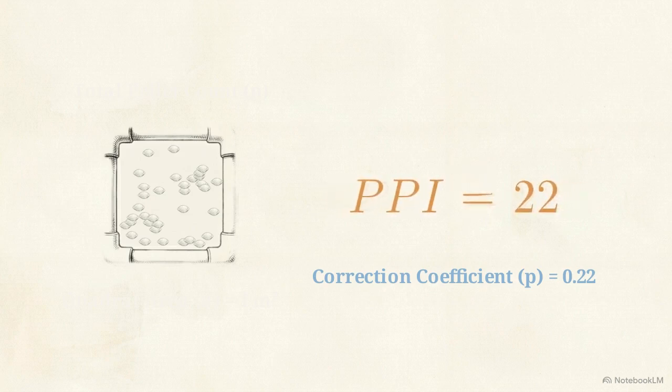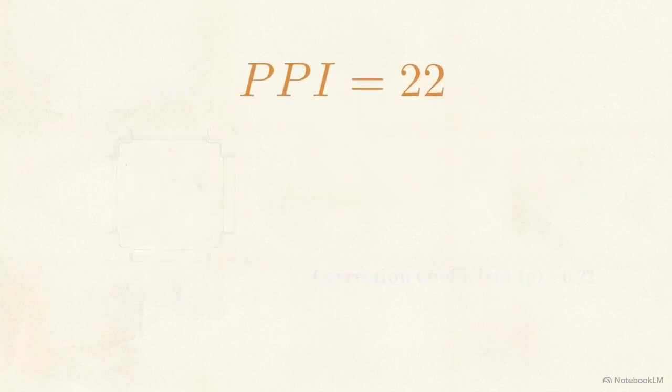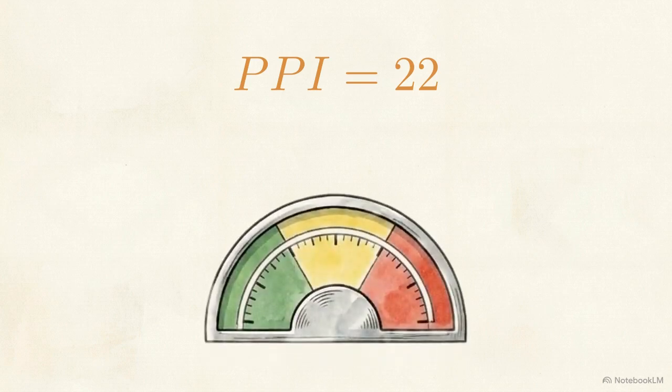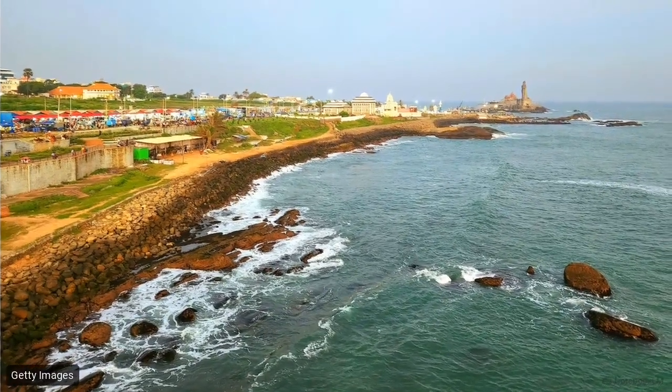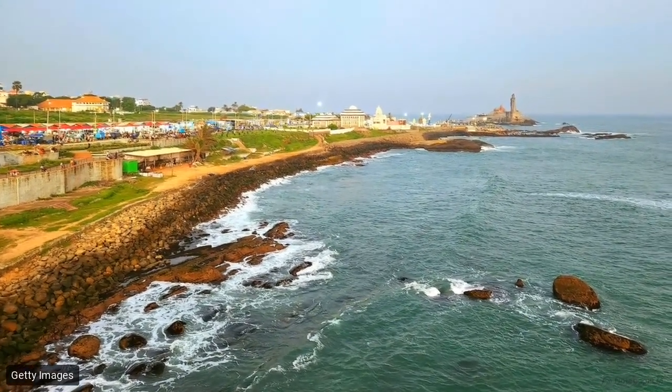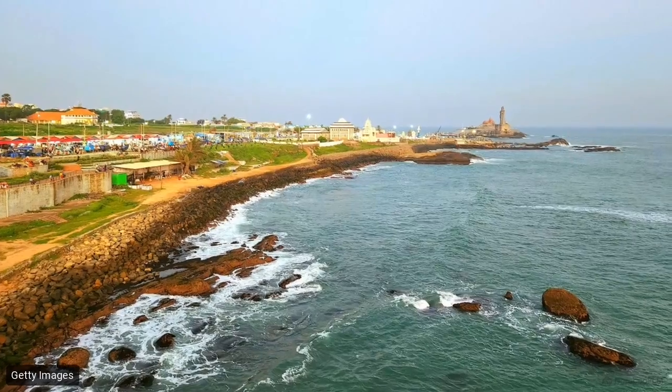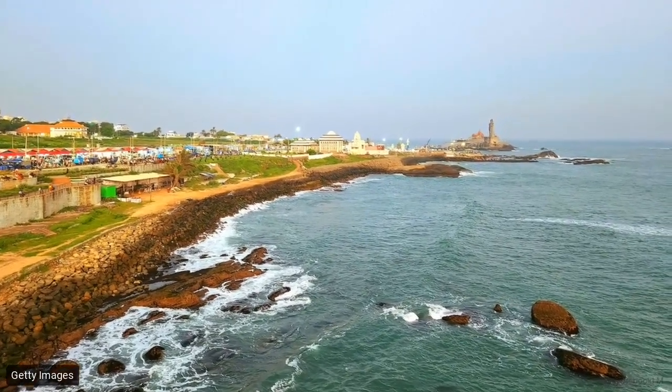To find the PPI, divide N, your total pellet count, by A, your 1 square meter quadrat area. Multiply that by P, a correction coefficient of 0.22. For example, 100 pellets per square meter equals a PPI of 22. Scores over 3 are very high pollution. For context, researchers at Kanyakumari recorded a PPI of 2,575 following the Elsa-3 spill.